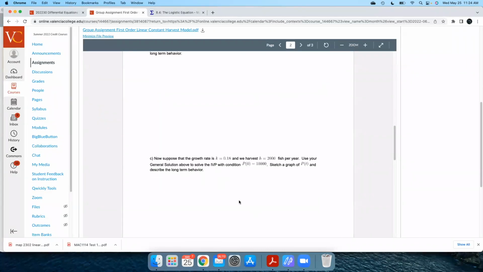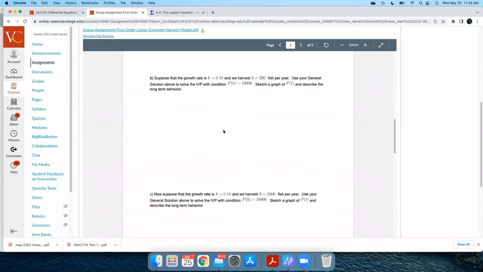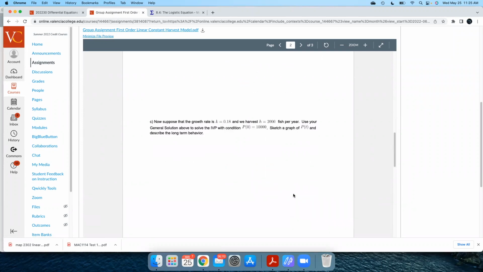Same thing here, but something different's going to happen. See, I've changed the H value, the amount we harvest, everything else is the same. Our growth rate is the same. Our initial population is the same, but now we're harvesting more per year. You can kind of figure out what you think is going to happen there.